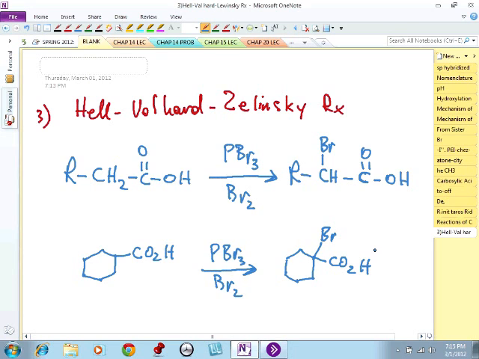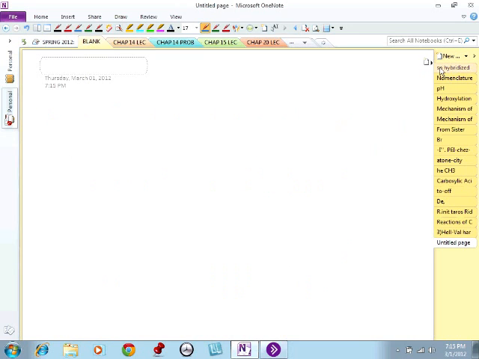Okay, another very important reaction of carboxylic acid is the acid-base reaction. Actually, that's why we refer to them as acids. Acid-base reactions. Why are you laughing?